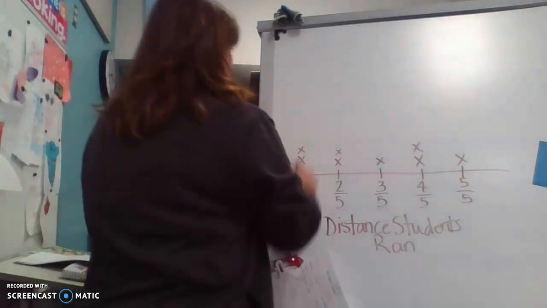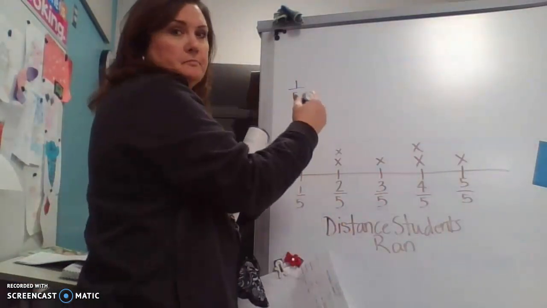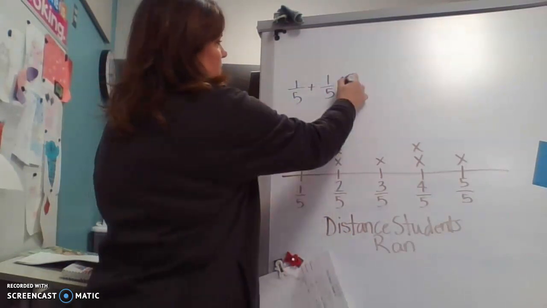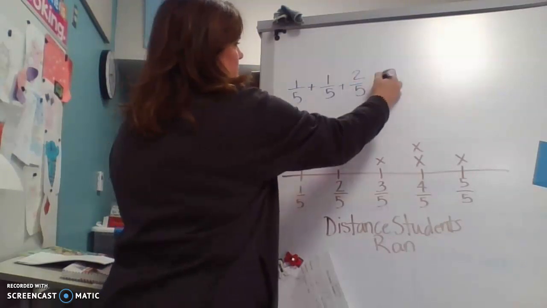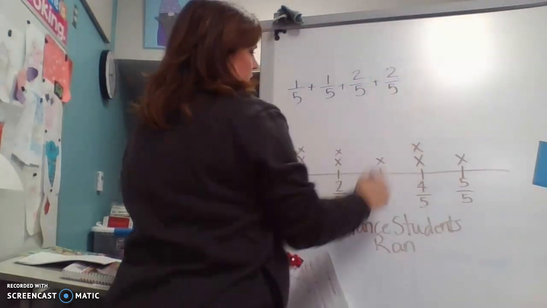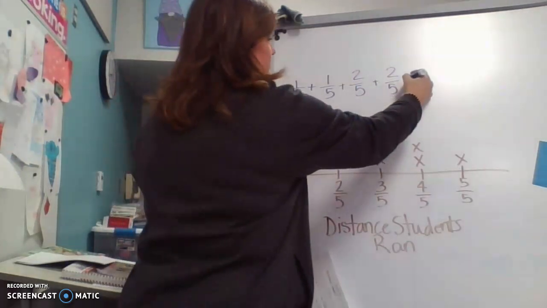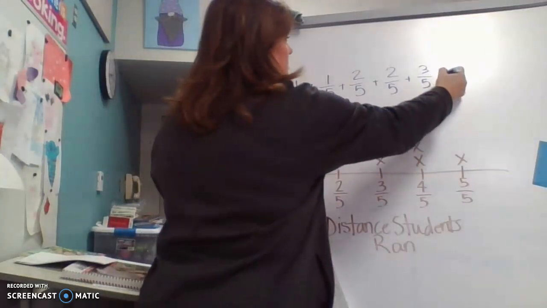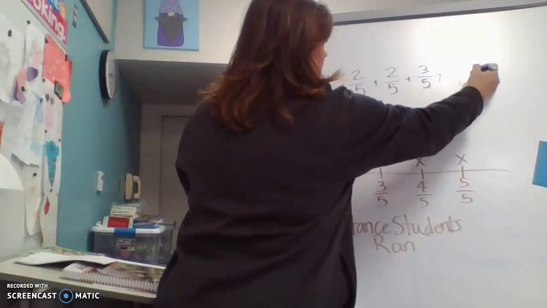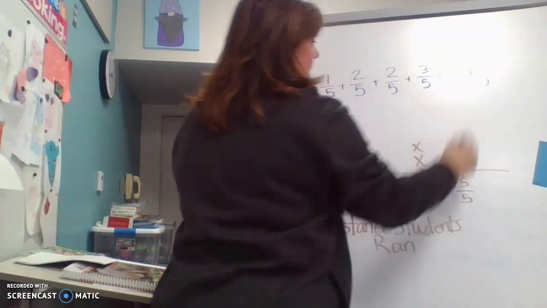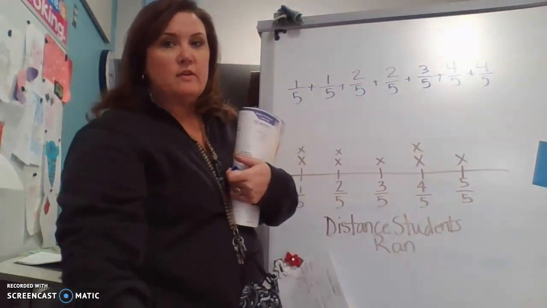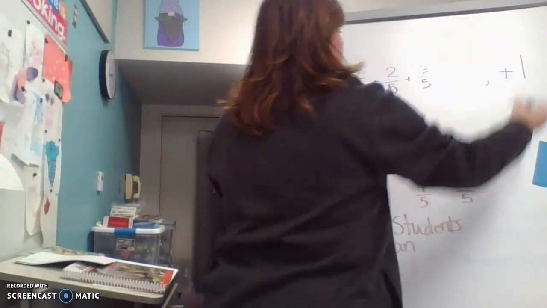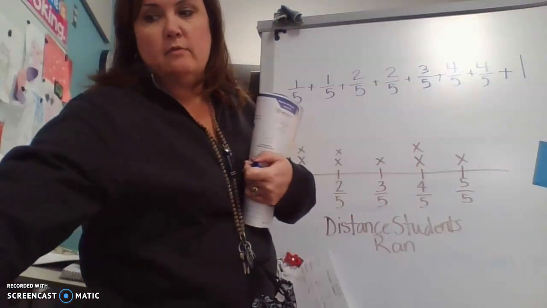So 1/5 showed up 2 times, so I'm going to put 1/5 plus 1/5. 2 students did 2/5. 3/5 was 1 student. Okay, 4/5, 2 students. And 5/5. Now we know that 5/5 is the same as 1 whole mile, so I'm just going to put 1. Now you can do this in a variety of ways.